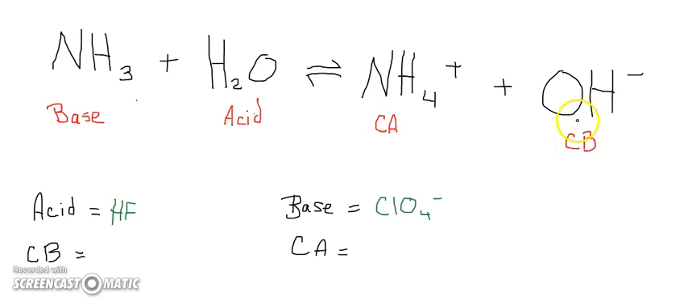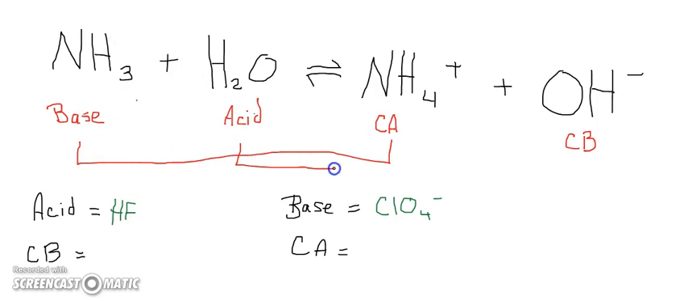For conjugate pairs, we have our base with the conjugate acid, so NH3 and NH4+ are conjugate pairs, and then we have the acid with its conjugate base, so H2O and OH- are conjugate pairs.